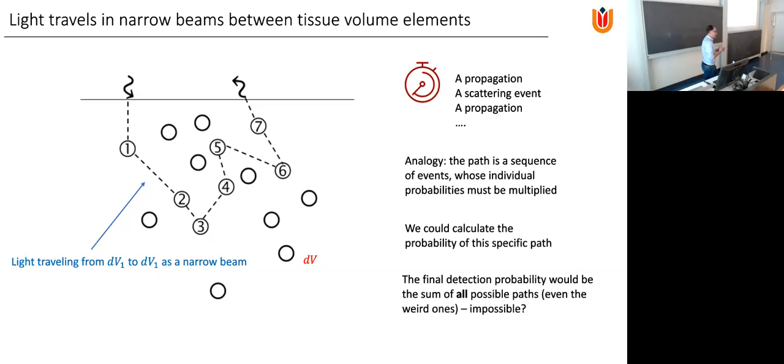That would be an intermediate result, because to find the final detection probability we would have to sum all the possible paths. This is only one example of how light could go from the place where it is injected to where it is detected. Formally, we would have to do this calculation for all possible paths, and then sum all these probabilities, even the weird ones, to get the detection probability.